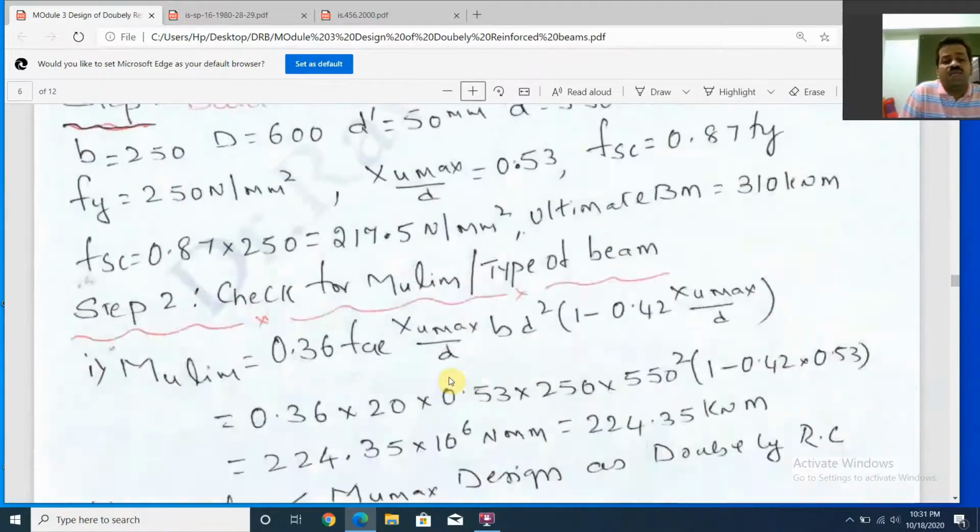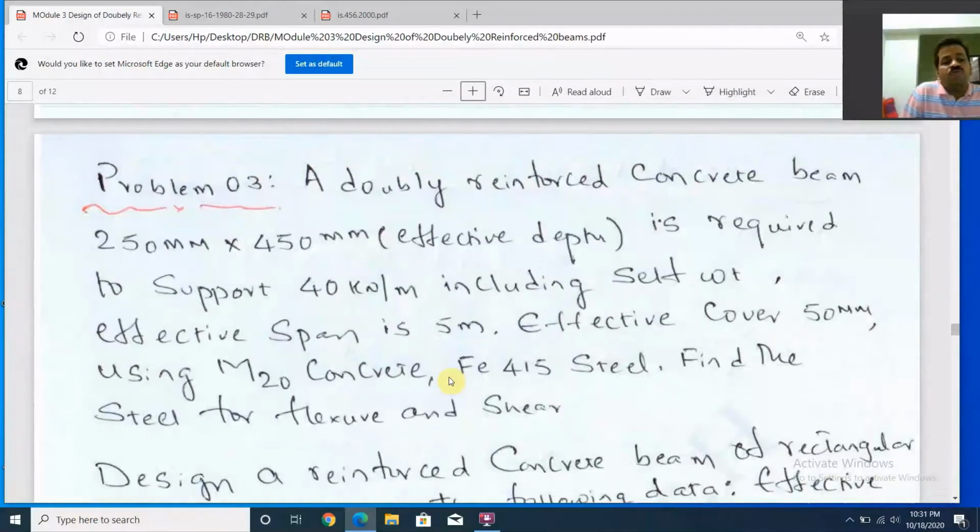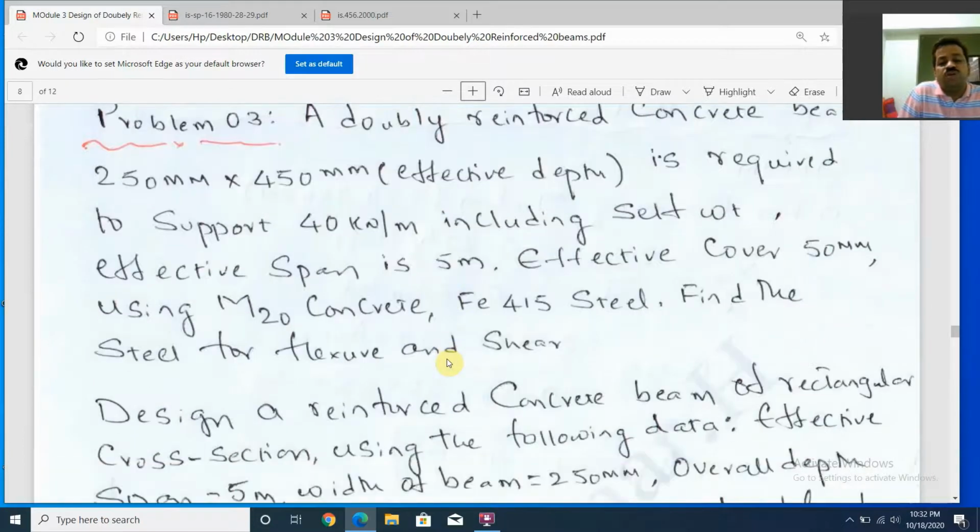In the last class we have done two problems in a complete manner, and now we'll discuss problem number 3. A doubly reinforced concrete beam 250 by 450 mm. This is a keyword we observe in the problem: effective depth is given. It is required to support 40 kN per meter, including the self weight. Effective span is 5 meters, effective cover is 50 mm, using M20 concrete and Fe 415 steel. Find the steel for flexure and shear.